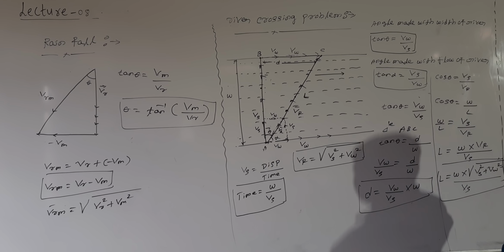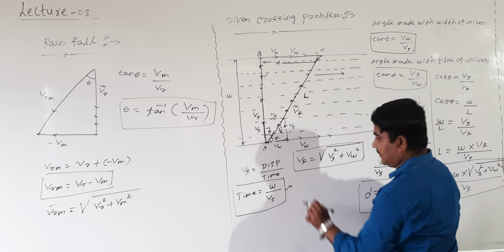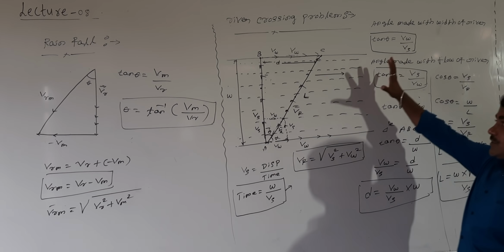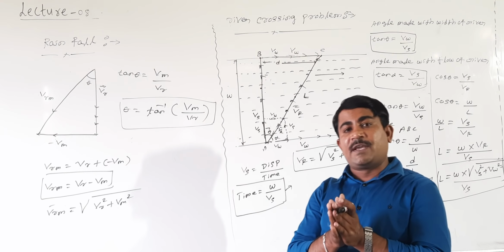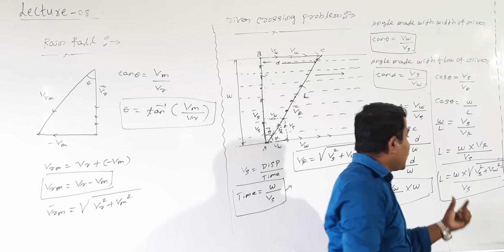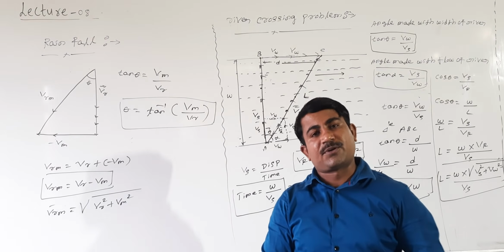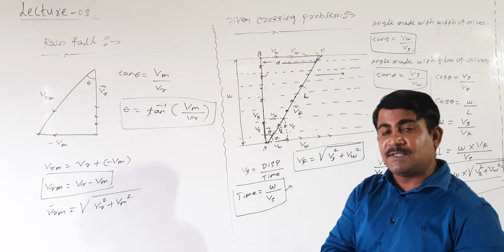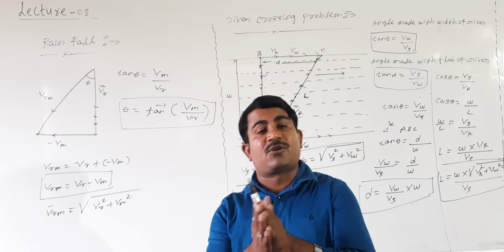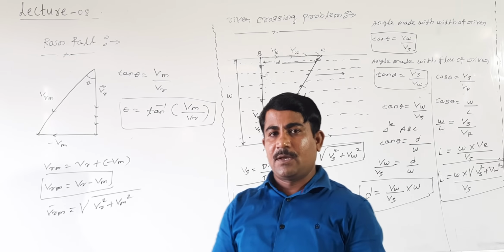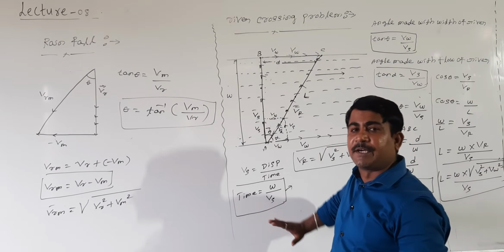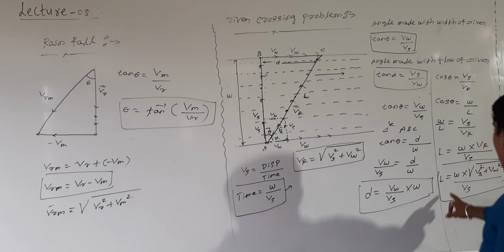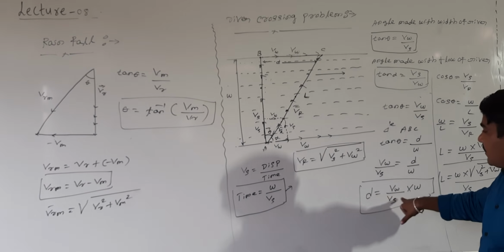This we are calling the shortest time, and this we are calling the longest path. So this is the case where the person crosses with the shortest time and longest path. Second case we will see. Second case is the person crossing with the shortest path and longest time. How this time will be shortest we will explain later. Remember, time equals W divided by Vs, and L equals this value. Drift of the person is this value.